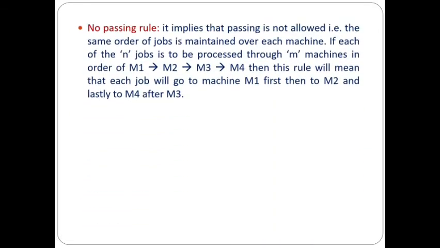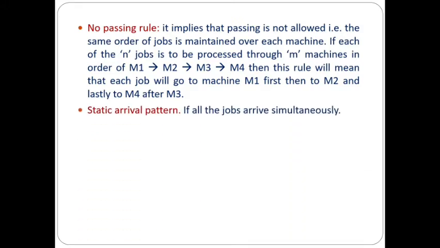And there is something called the no pausing rule, which is applicable in the sequencing problem. It implies that pausing is not allowed. That is, the same order of jobs is to be maintained over each and every machine. If each of the n jobs is to be processed through m machines in the order of M1, M2, M3 and M4, then this rule will mean that each job will go to the machine M1 first, then to M2 and to M3 and finally to M4. No job is allowed to pass any machine. That is the meaning.